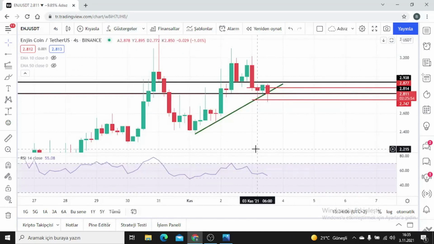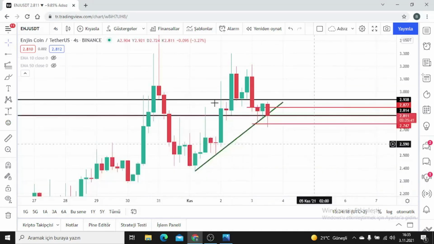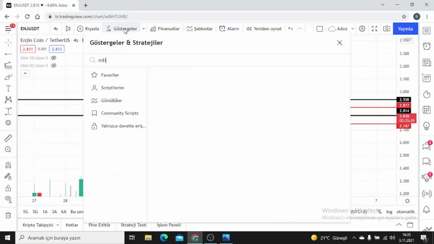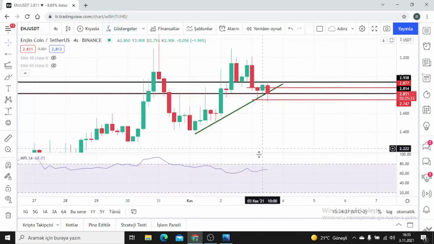The RSI is currently not in the overbought zone, i.e. it is not above 70. It's at an ideal level right now, guys, we can take a look at that. Then we look at MFI, friends, we try to understand whether there is money inflow or not. When we look at it, we see that the MFI also takes a normal horizontal position.